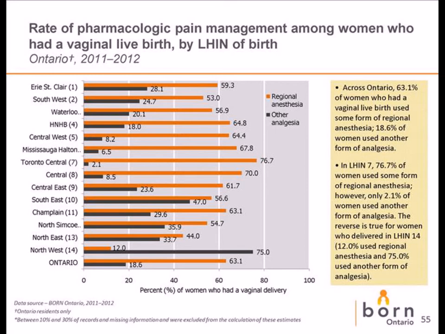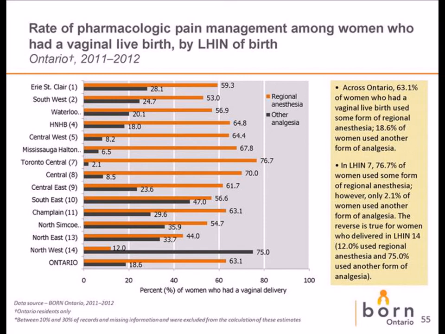This is the rate of pain management among women who had a vaginal live birth. And this is a busy slide, but basically the orange line is what you want to see here. And that's basically the rate of regional anesthesia that's happening across the province. So in Ontario, about 63% of women who had a vaginal live birth used some form of regional anesthesia, and 18.6% of women used another form of analgesia. So, you know, whether that's narcotics or some form of Entonox or something like that.